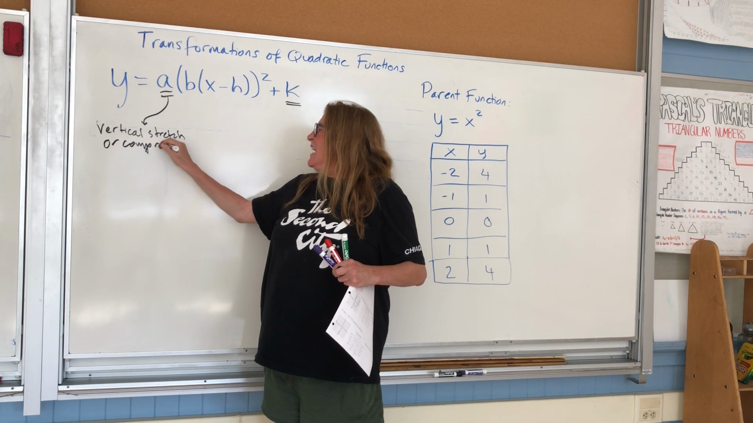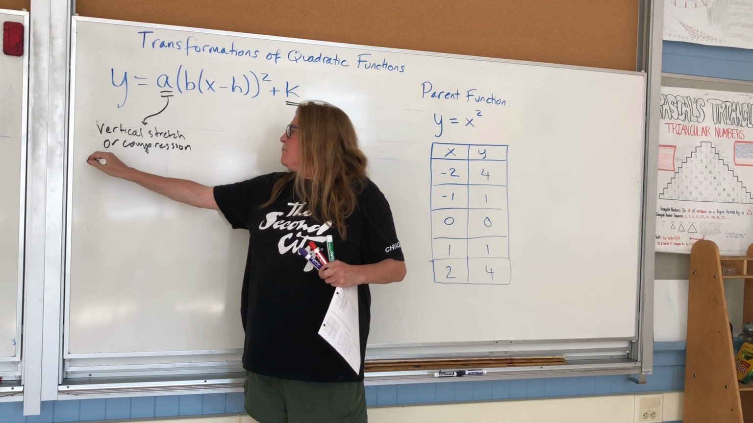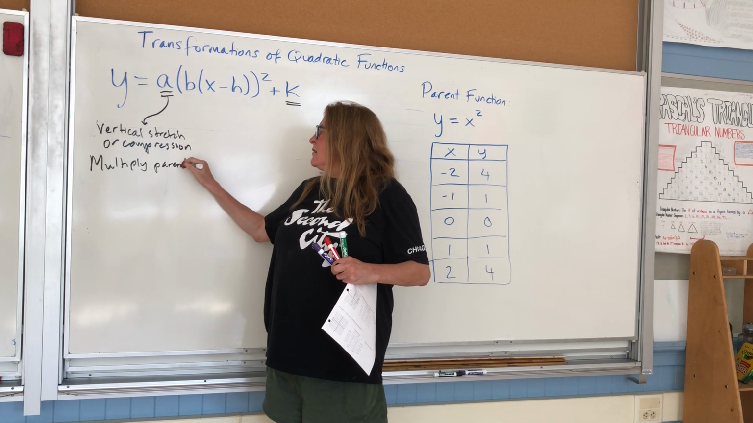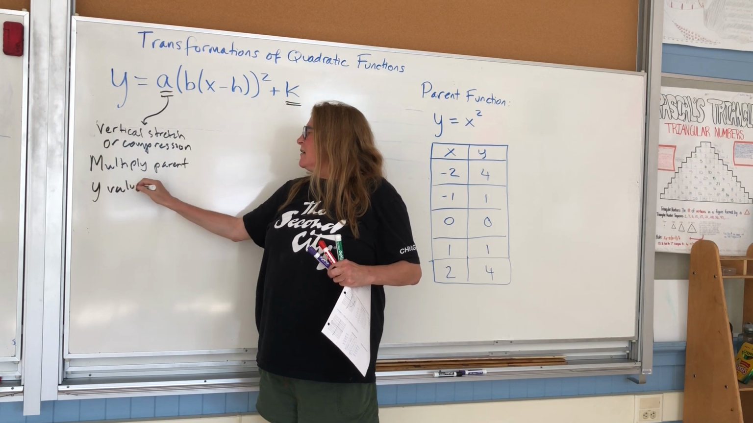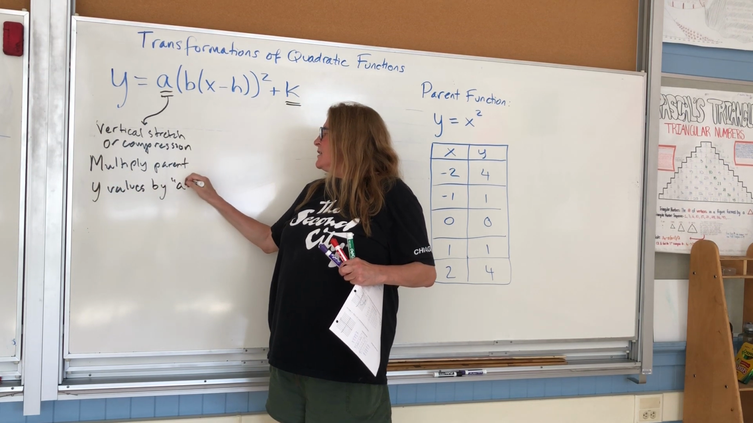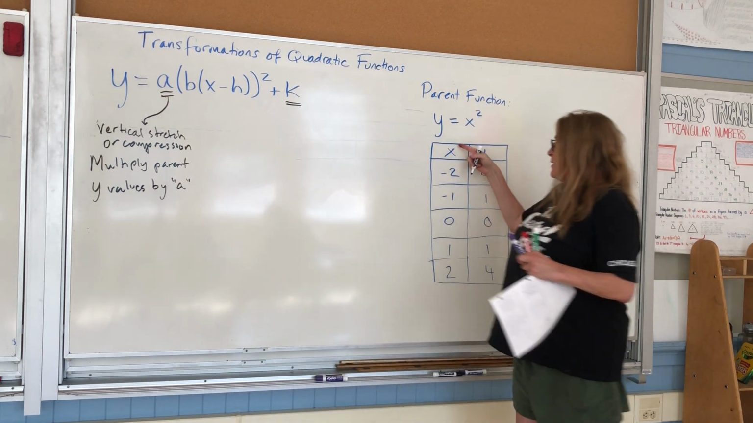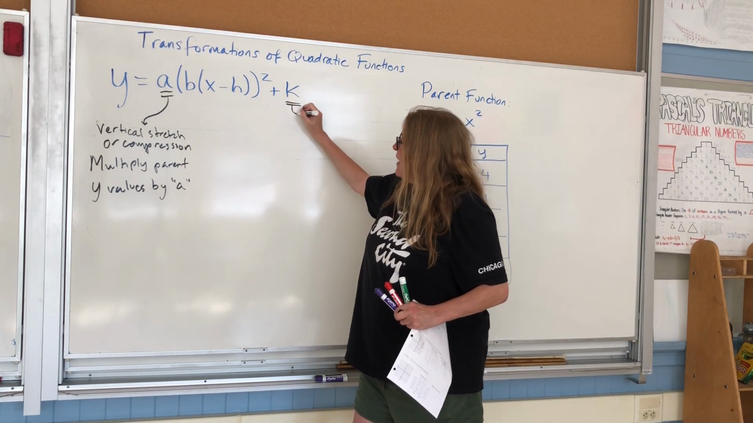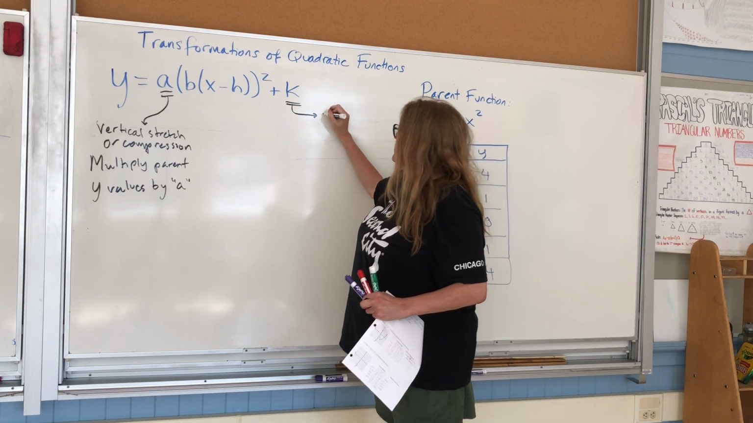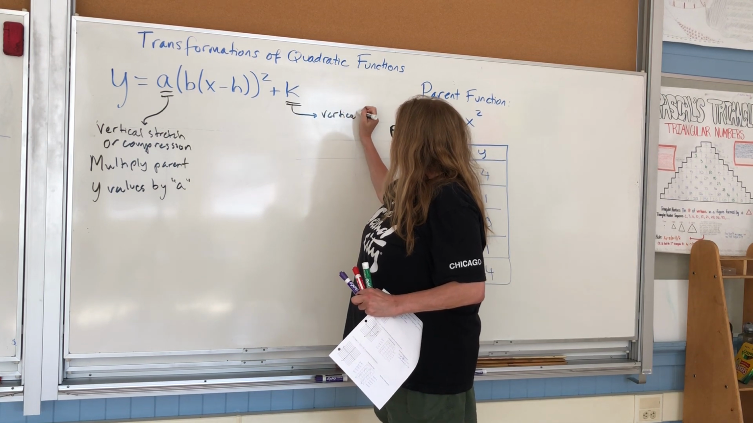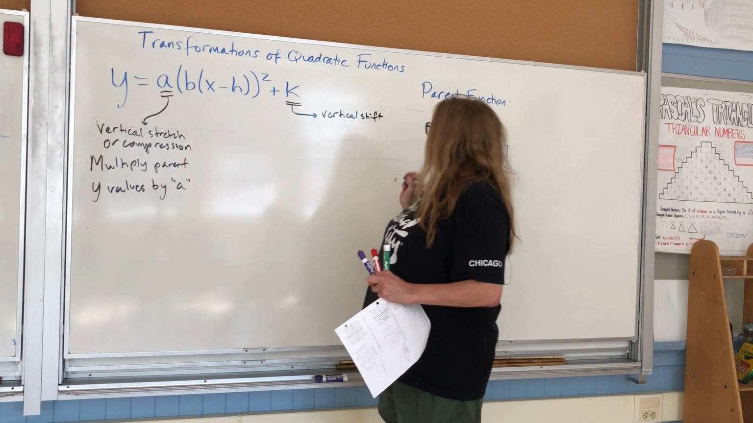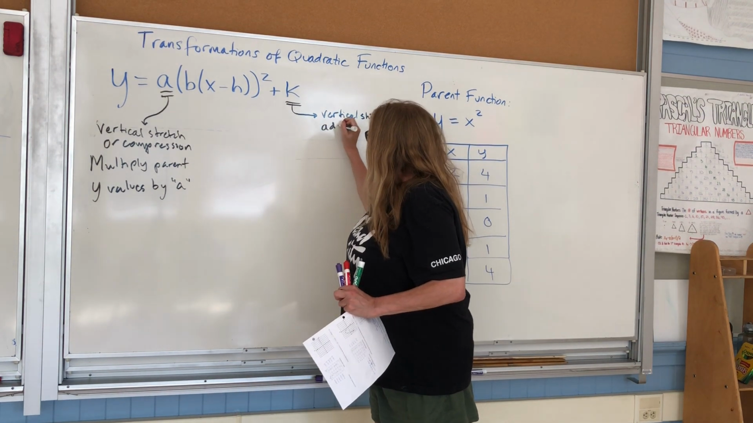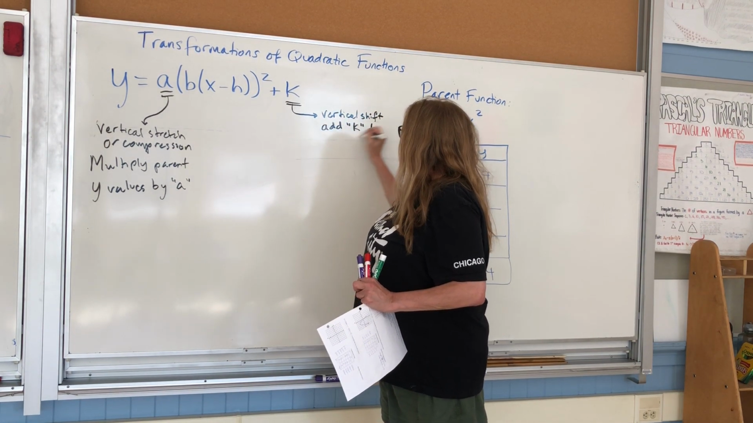So what do I do in my table? Well, in my table, I'm going to multiply the parent y values by A. So if A is 2, I'm going to come over here and multiply all my parent y values by 2. Another thing that changes the parent y values is the k. So this is a vertical shift, right? So a vertical shift can either mean up or down. So what I'm going to do is I'm going to add k to the parent y values.